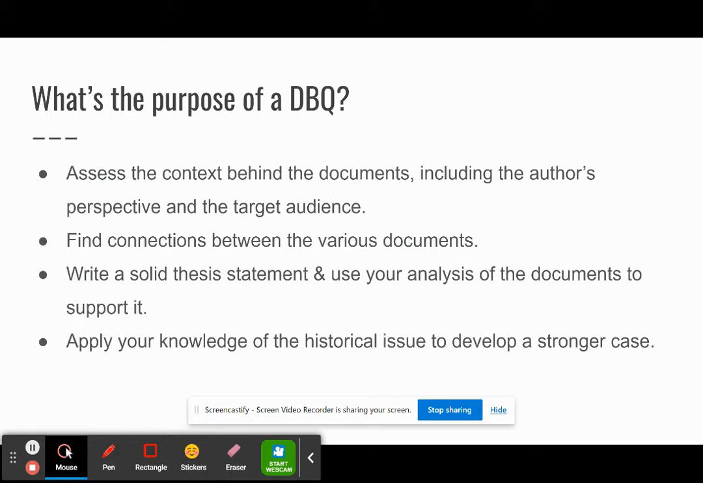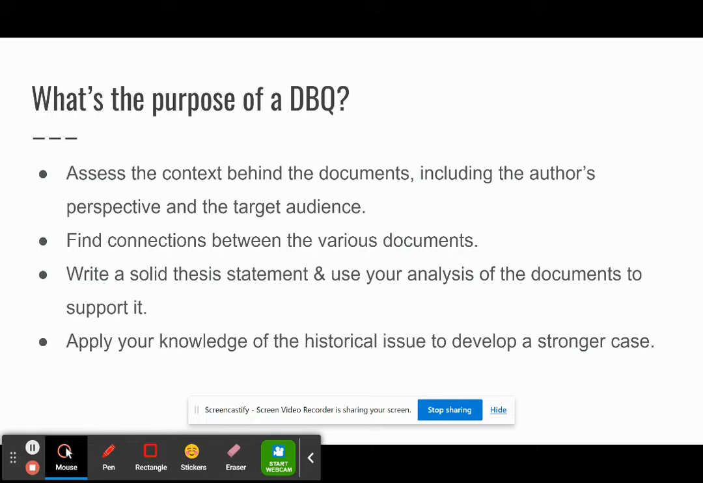The purpose is to write a solid thesis statement and use your analysis of the documents to support it. We did this last year in the Is a Hot Dog a Sandwich activity. This is a little bit more of an advanced Is a Hot Dog a Sandwich? And you apply your knowledge of the historical issue to develop a stronger case.